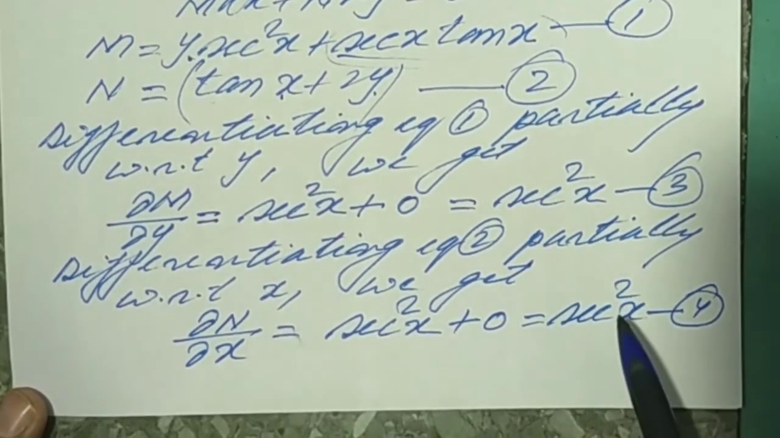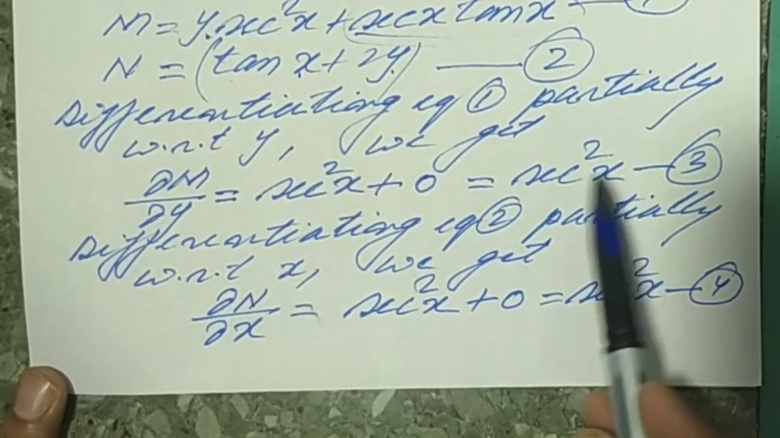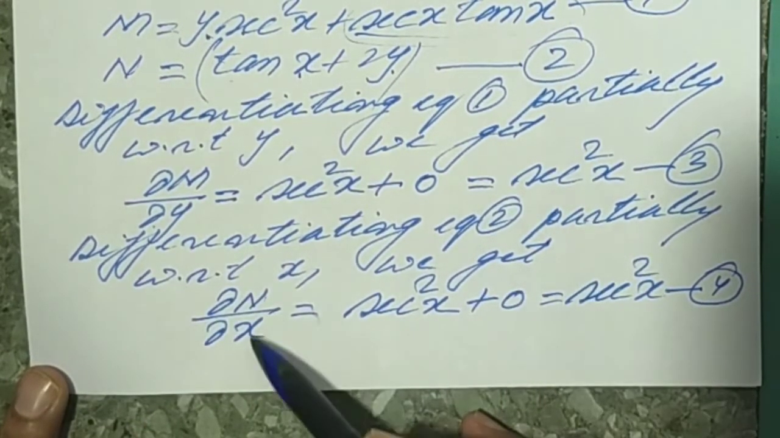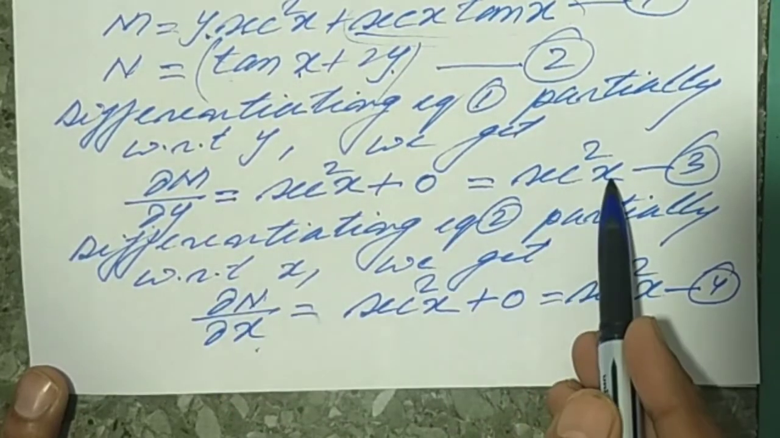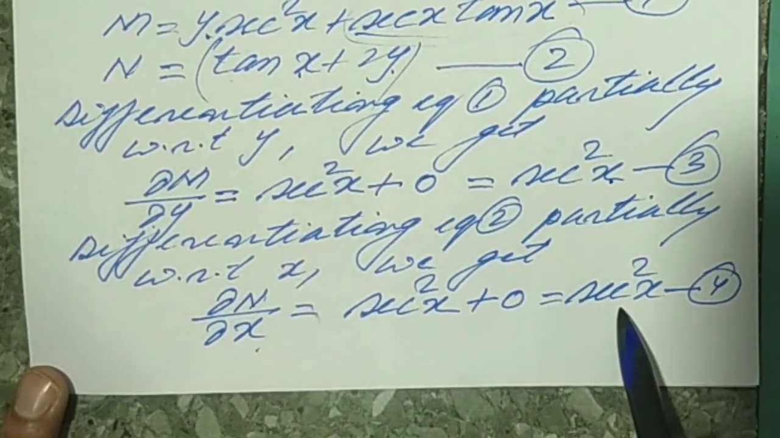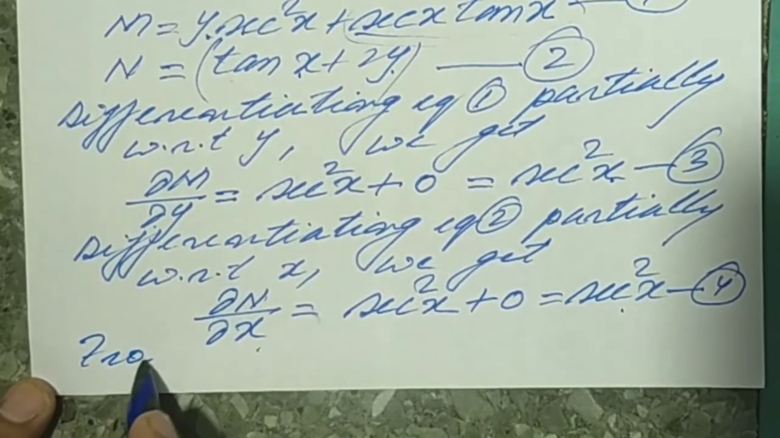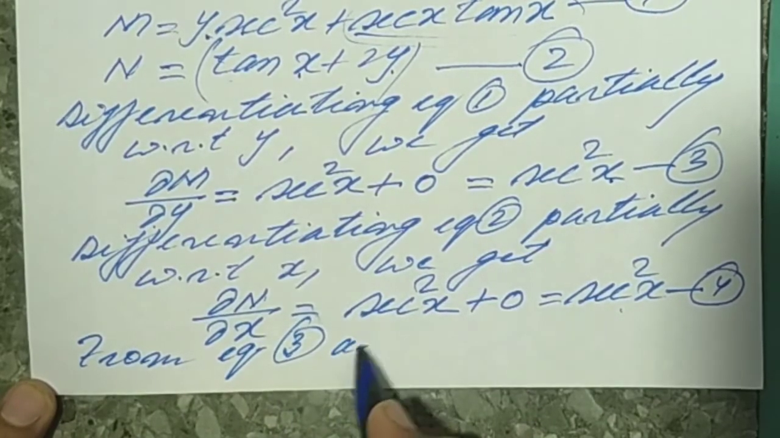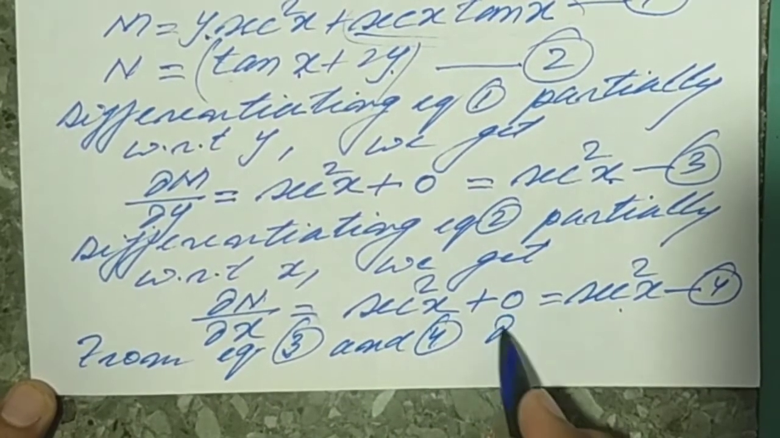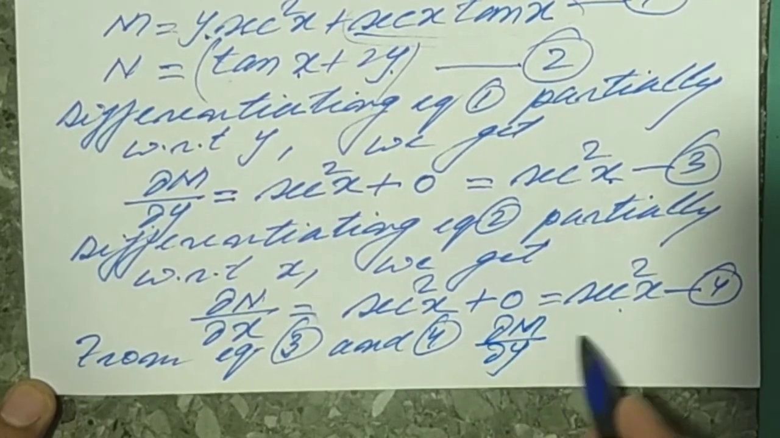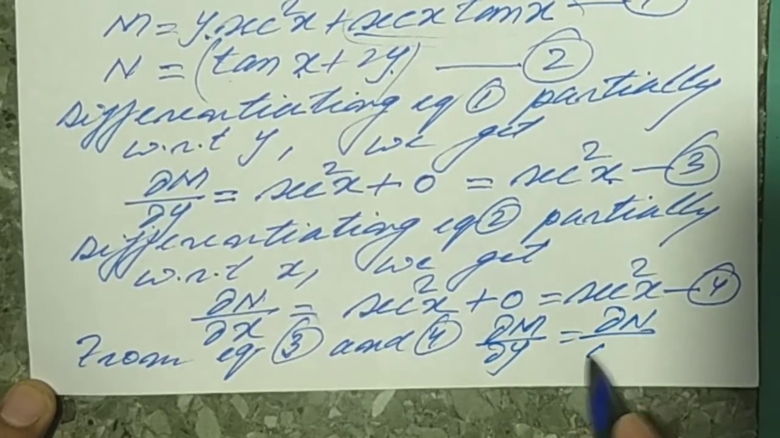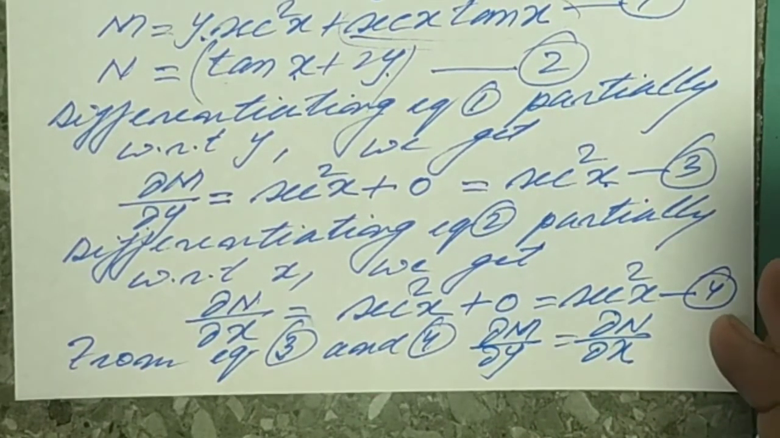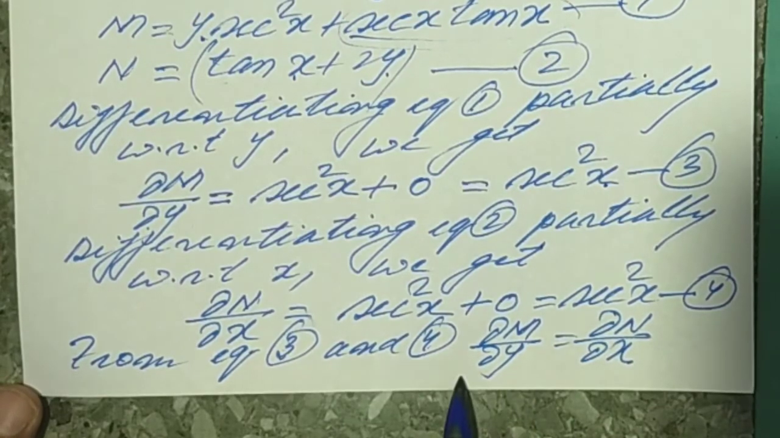So from equation 3 and 4, if we observe the right hand side, we come to the conclusion that del M over del y is equal to del N over del x, because both the right hand sides have the same expression, sec square x, sec square x. So from equation 3 and 4, del M over del y is equal to del N over del x. So the given differential equation is an exact differential equation because the necessary condition is satisfied.